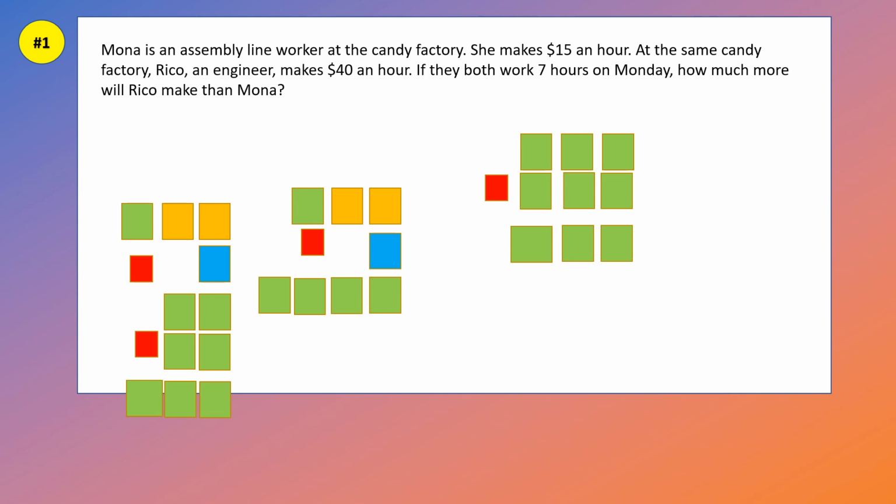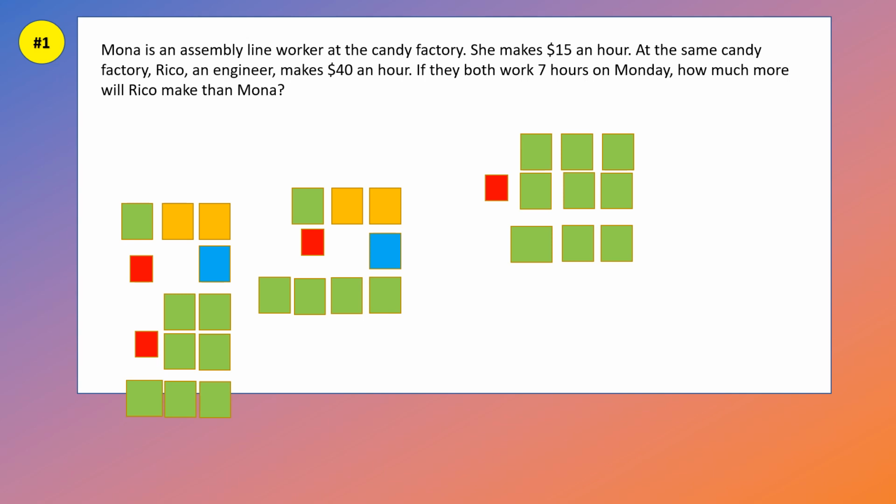It says, Mona is an assembly line worker at the candy factory. So when somebody works on an assembly line, that means that their job is to help assemble or put together things. And in this case, it's probably put together candy. She might be putting on a wrapper, making sure the wrapper's on straight, something like that. She works on an assembly line, assembling or putting together things. All right, she makes $15 an hour. So for every 1 hour she works, she makes $15.